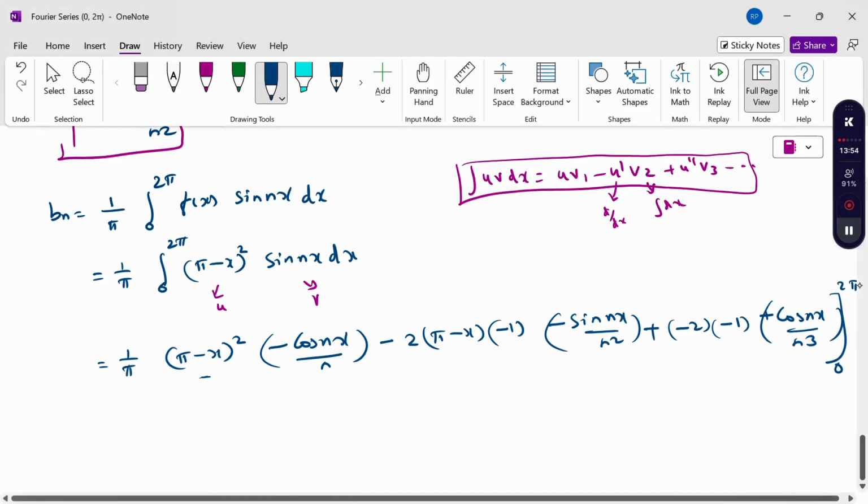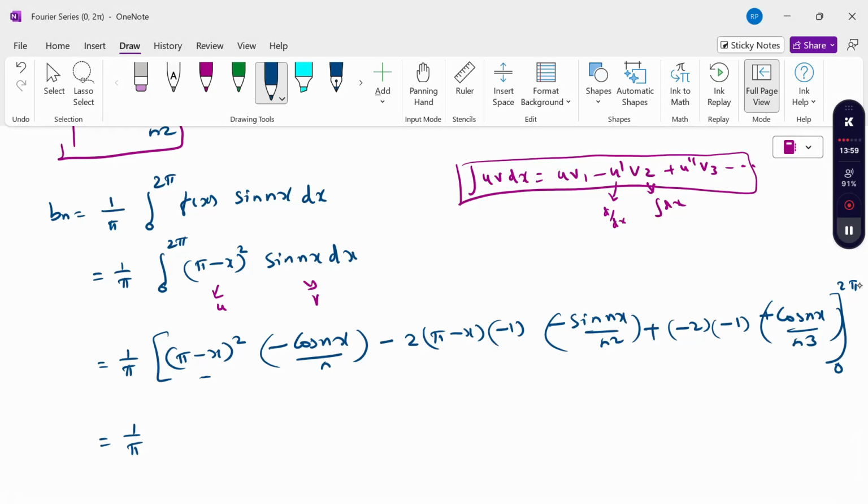0 to 2 pi. So whenever I am substituting the upper limit, this is pi minus 2 pi whole square, so minus of minus pi square, so pi square. And this is minus cos 2n pi, 1 by n, then minus into minus is plus, plus into minus, for this term 0, therefore 0. Then this is minus into minus plus 2 cos 2n pi, 1 by n cube.